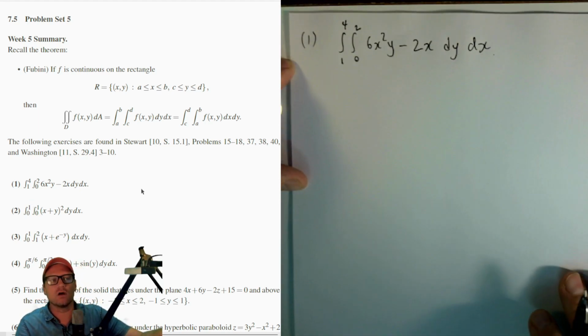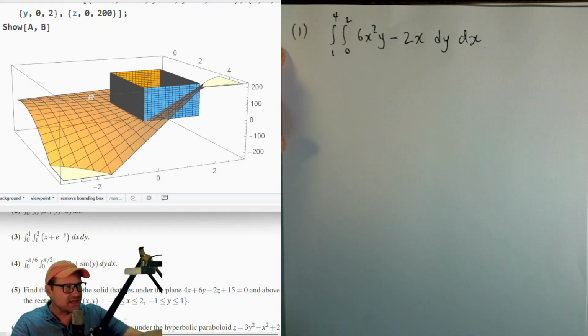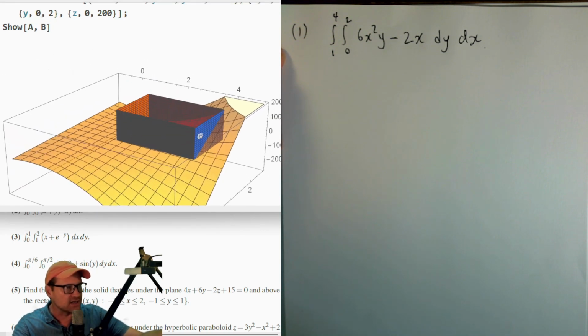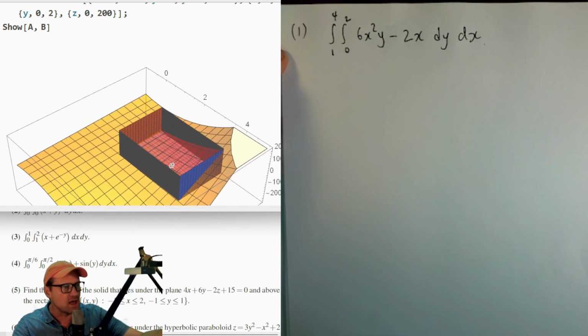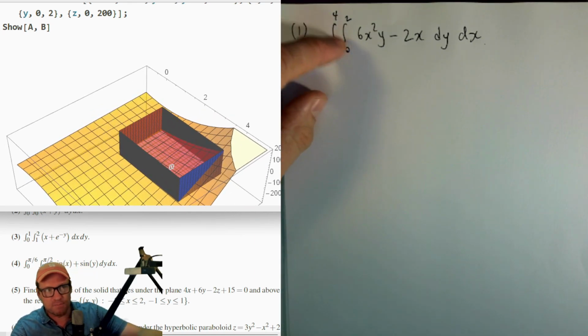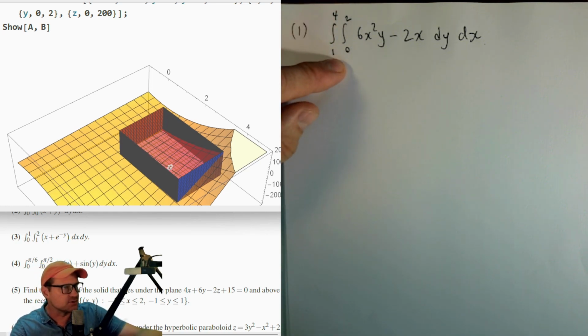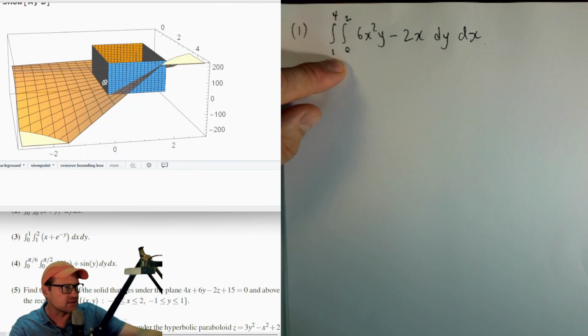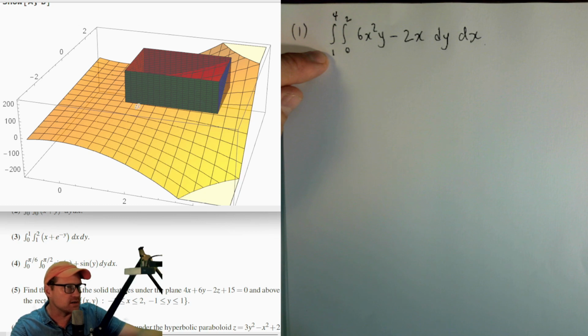Let's get a visual on this. So I'll pull up a Mathematica plot that I've done. Okay, so here you see the surface plotted in some region, and then there's a box. And the box is these bounds right here. So the y is going from 0 to 2, so that's this side up to this side. The x is going from 1 to 4.